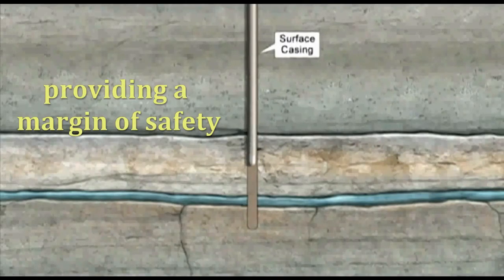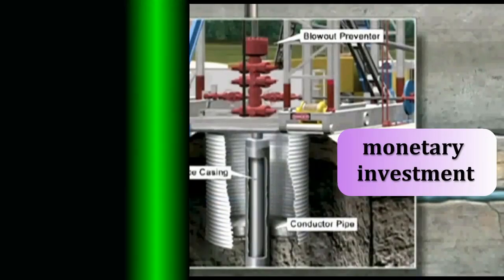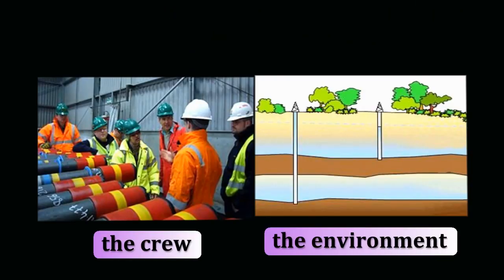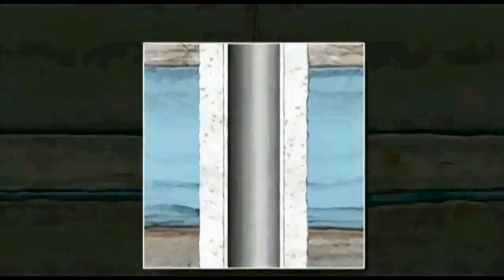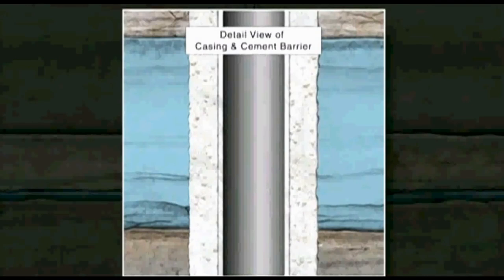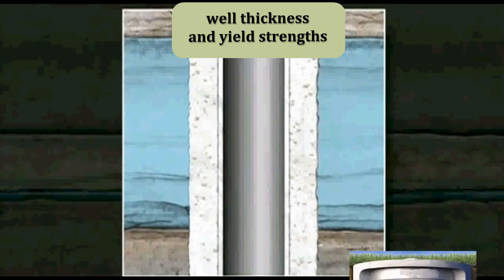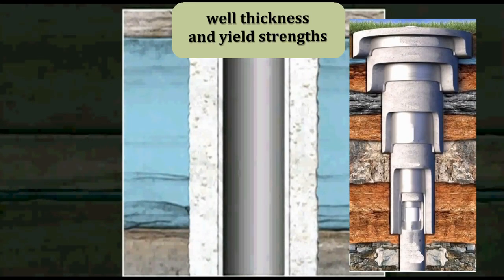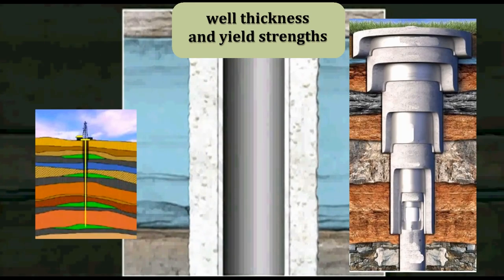Providing a margin of safety to protect the monetary investment, the crew, and the environment, casing designs can be critical, especially on deep, high-pressure wells. The well thickness and yield strengths of each string of pipe must be carefully planned to fit the conditions of the well.